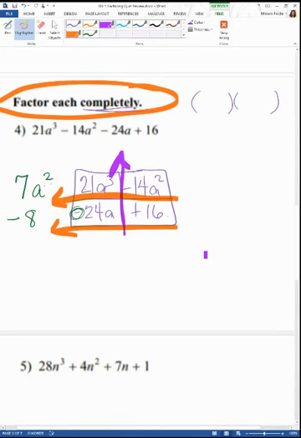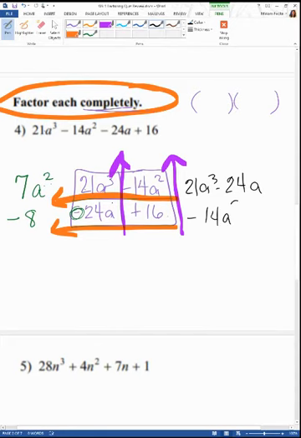Going in the opposite direction vertically, for those people who can't see it, you might want to write it horizontally. So I'm taking the first cell and the cell that's under it. So 21a cubed minus 24a. And then the second cell and the cell that's under it, negative 14a squared plus 16. So maybe you can see it better now and ask yourself, well, what do they have in common? What's the greatest common factor?